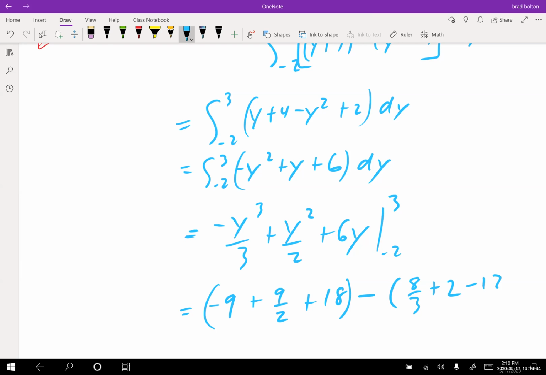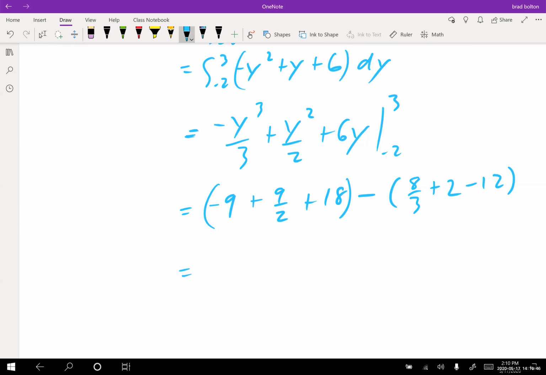minus 12. Now when we clean this up, we're going to end up with -9 plus 9 divided by 2 plus 18 minus 8 divided by 3 minus 2 plus 12. I just distributed the negative, and I get 125 over 6.